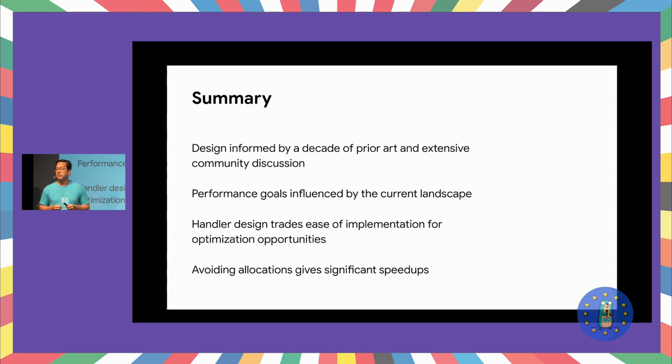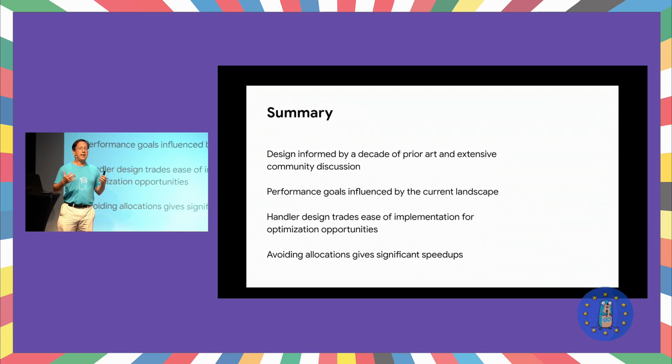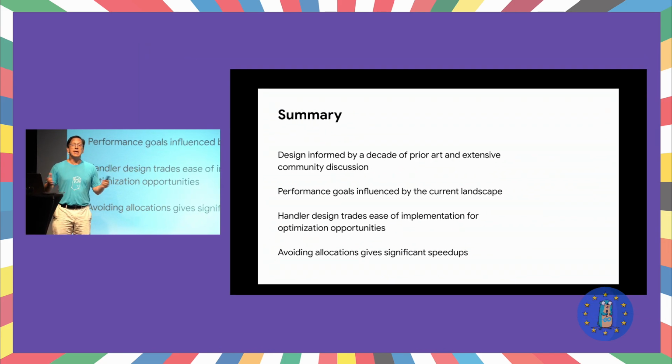I just want to summarize. So the design of slog was informed by almost a decade of prior art about what the Go community developed for structured logging. So we waited a long time, but it was worth it because we got a lot of information about what people really want. Same for performance. You can always make arguments about why something needs to be fast, like, oh, it's in the inner loop. But until you look at what the community actually does, you don't really have a good sense of how fast. So we're able to use that to pick our performance goals.